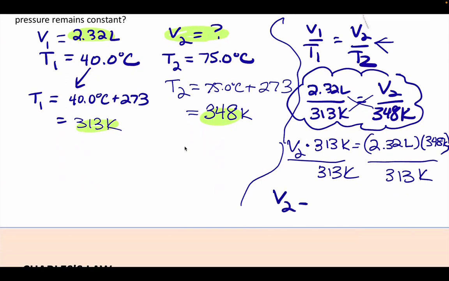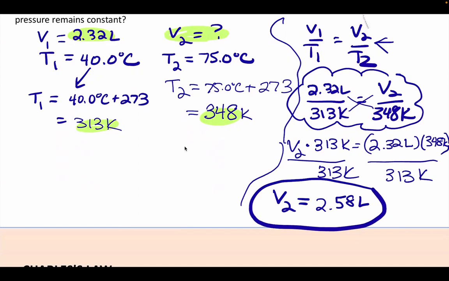So when I do the math, I get 2 point, we're going to want 3 sig figs, so 2.58 liters. Then you want to ask yourself, does that make sense? The volume increased and the temperature increased, so that does make sense.